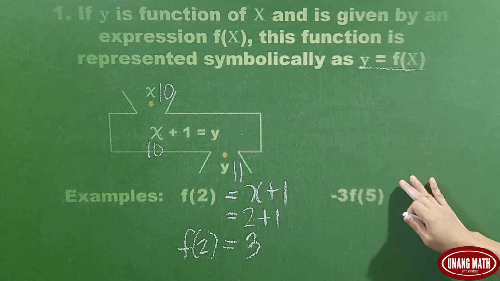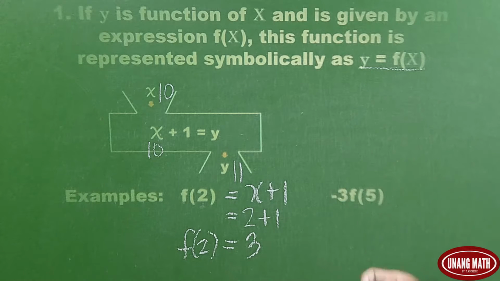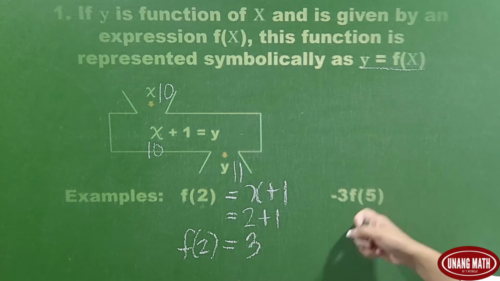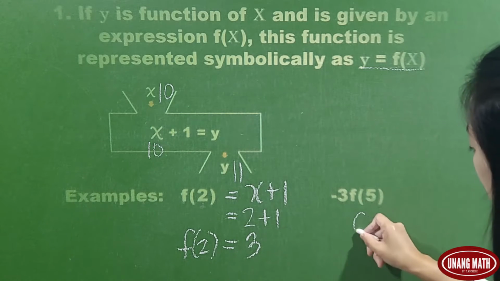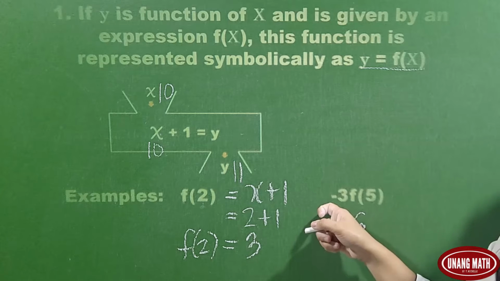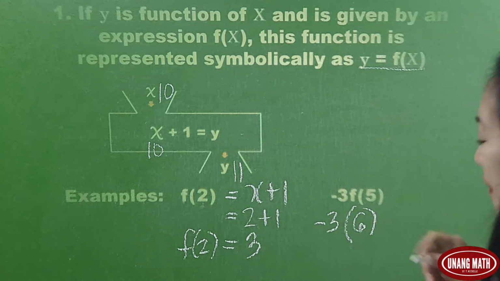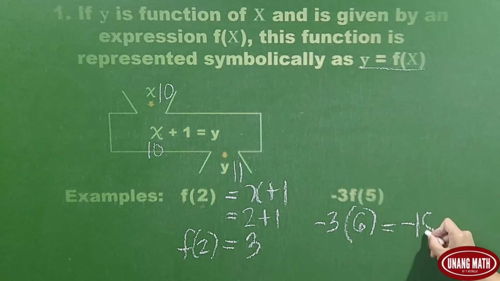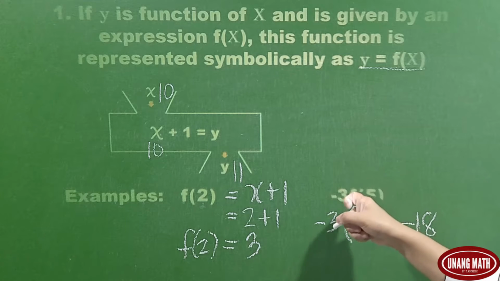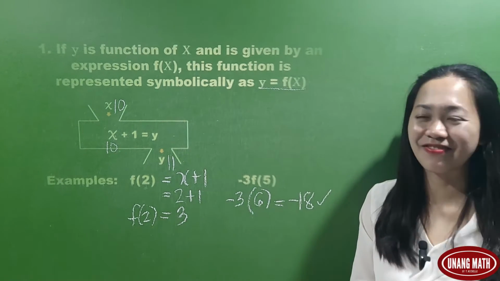Okay, what about in the second example? Negative 3, f of 5. The value of x is 5. So x plus 1, 5 plus 1, then that's equal to 6. And since we have negative 3 here, we have to multiply negative 3 by 6. So this is now equal to negative 18. So negative 3, f of 5 is equal to negative 18.